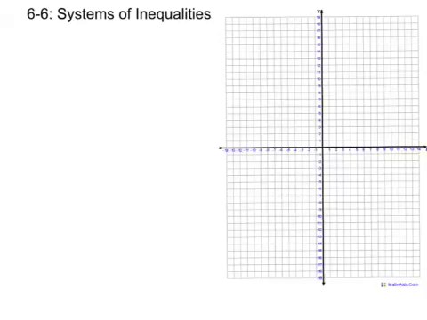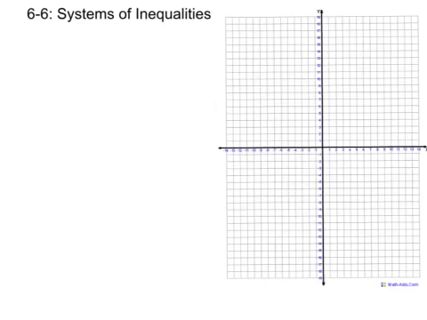We are now in 6-6, Systems of Inequalities. So this is going to be some review of 5-6. Basically, the only difference between an inequality and an equation is what? An equation has an equal sign. An inequality has either greater than, less than, greater than or equal, or less than or equal.